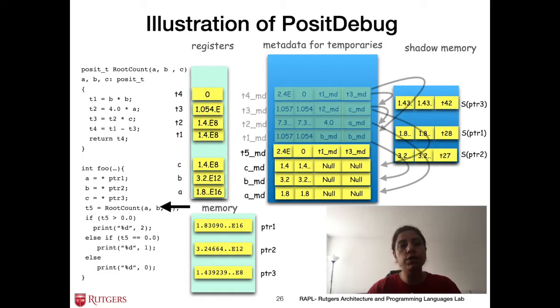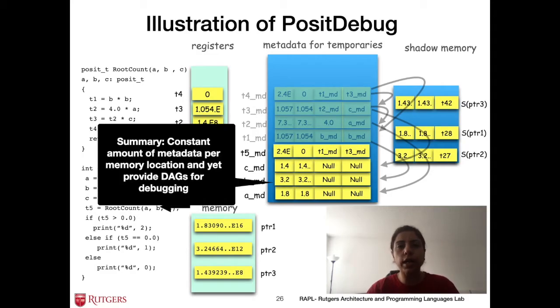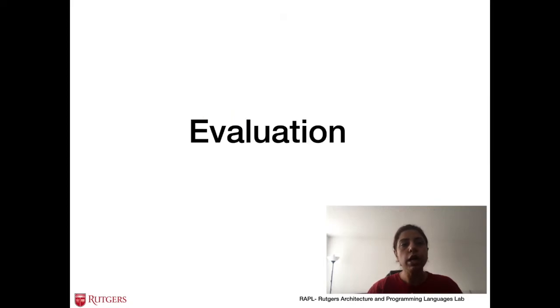This design of storing a constant amount of metadata in the program stack and following it to get the tag makes PositDebug scalable with long-running applications. Since PositDebug is based on compiler instrumentation, it can be used with interactive debuggers like GDB. The paper has a lot of other details, and due to lack of time, I'm not going to talk about them. If you are interested, please see the paper.